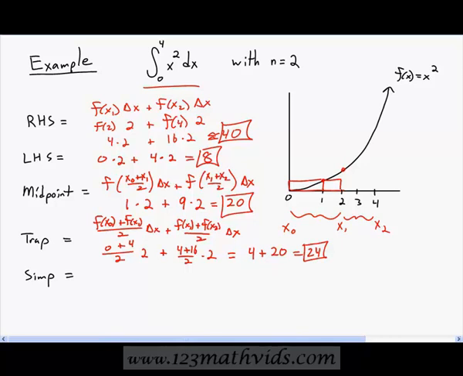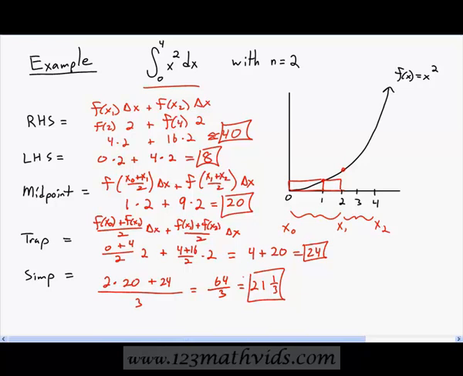And lastly, I have Simpson's rule. And once again, I can go through this and do it per rectangle, but I don't have to at this point because I've already calculated the midpoint values and I've calculated the trapezoid values. So I can simplify my calculation for the Simpson's rule by saying that this is 2 times my midpoint approximation plus my trapezoid approximation and divide that by 3. So 2 times 20 is 40, plus 24 is 64 divided by 3, which will give me a value of 21 1/3.